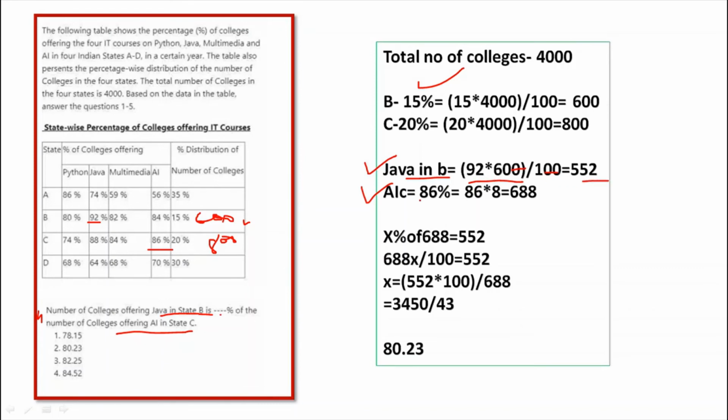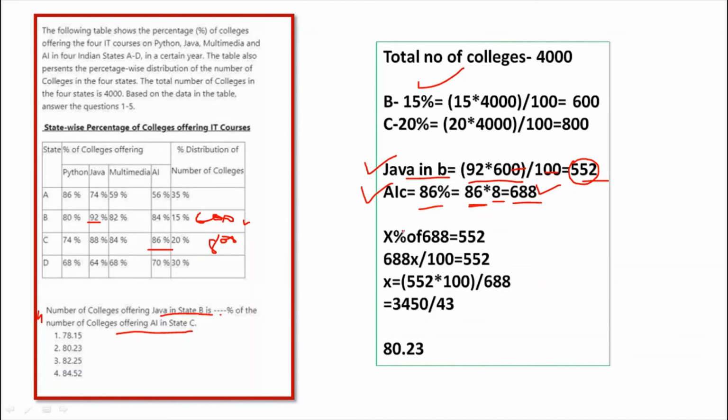And AI in state C we have 86% of 800. So 800 divided by 100, the 0s cancelled, 86 into 8 becomes 688. Now what we have to find out is the percentage that Java in state B is of the number of colleges offering AI in state C. So 552 is what percentage of 688, we have to find out.